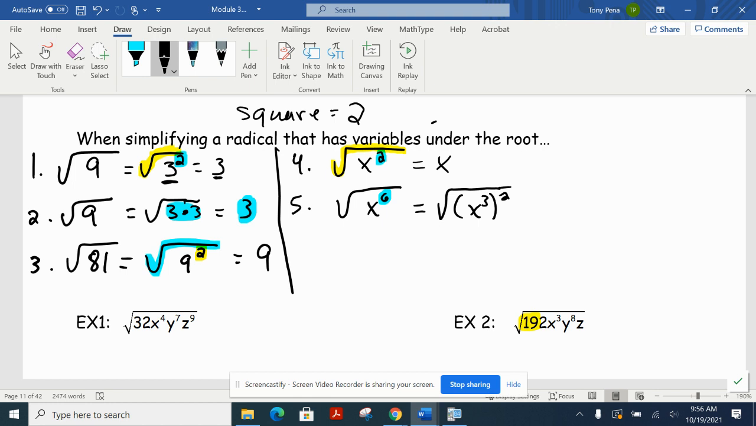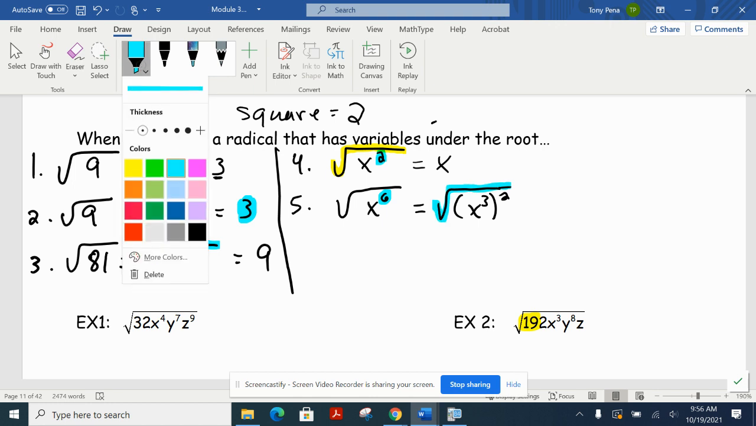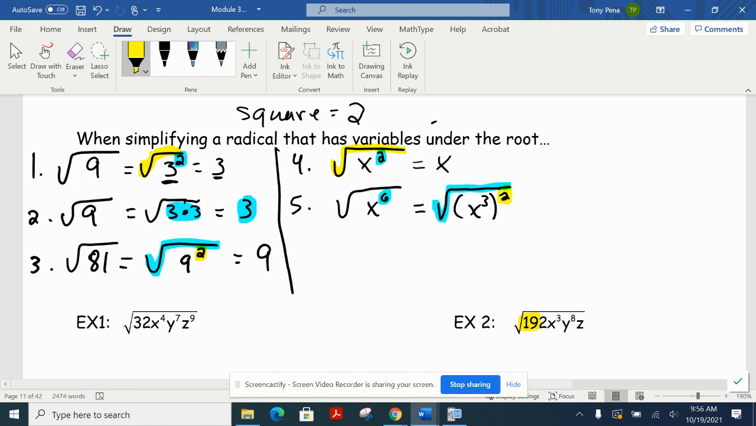Because wouldn't x cubed squared give us that x to the 6th? So what should happen, same as the first 4, doesn't the square root, so that blue square root, cancel out our squared? That would then mean, what do we have left over? X cubed, because that's what's underneath that squared term.